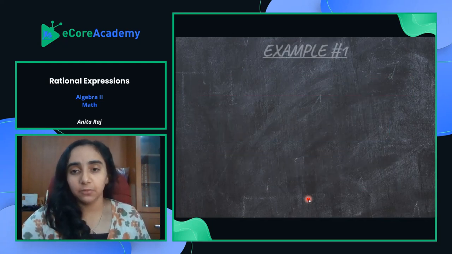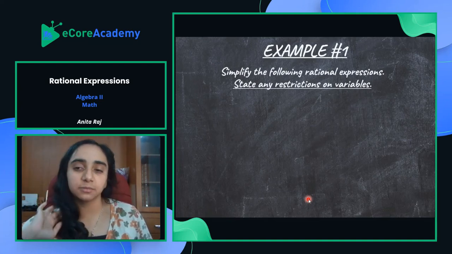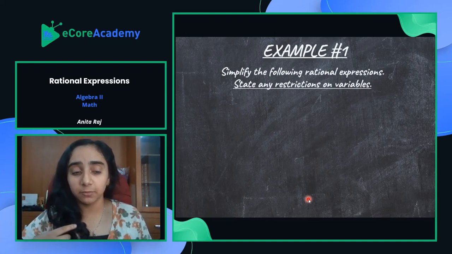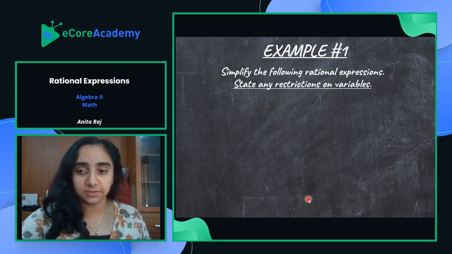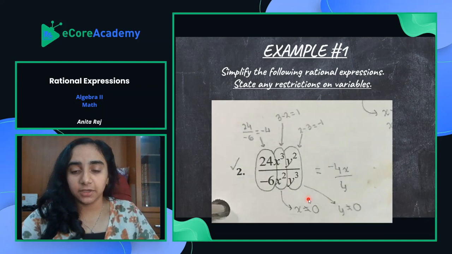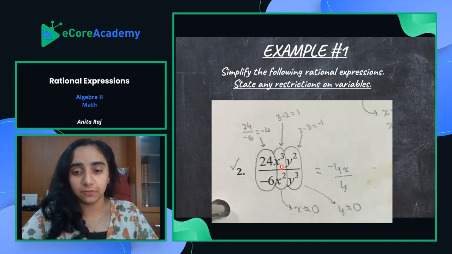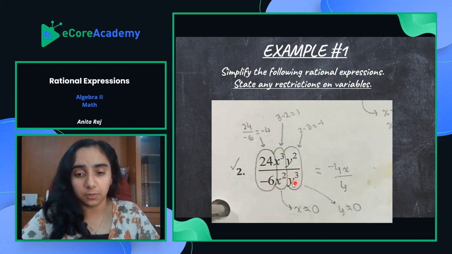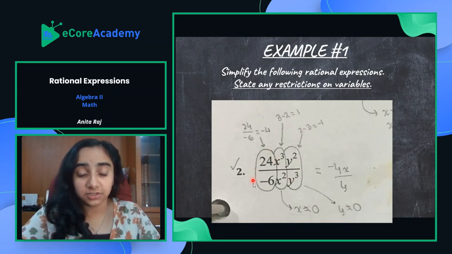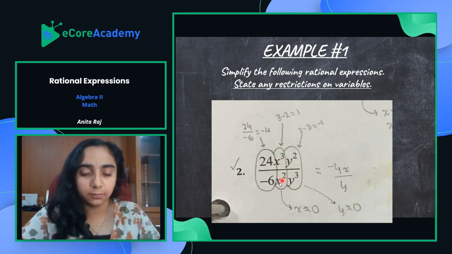So moving on, we're going to look at our first example. We're going to simplify rational expressions. And when we do, remember, like I said, we're going to state any restrictions on variables. So here we have the rational expression 24x cubed times y squared, that's the numerator, over negative 6x squared times y cubed. What we're going to do, as I showed here, is I circled different sections of these two polynomials so you can focus on common, well, in this case, variables.